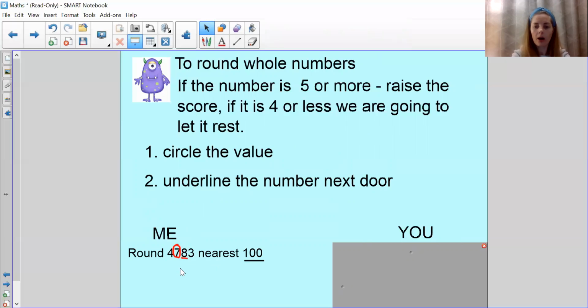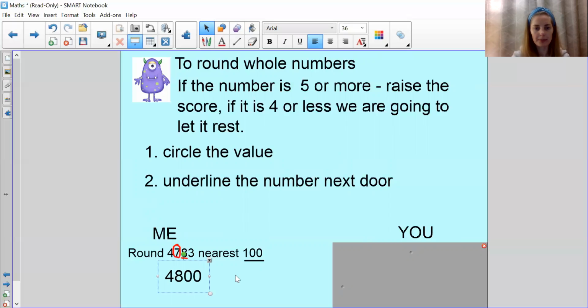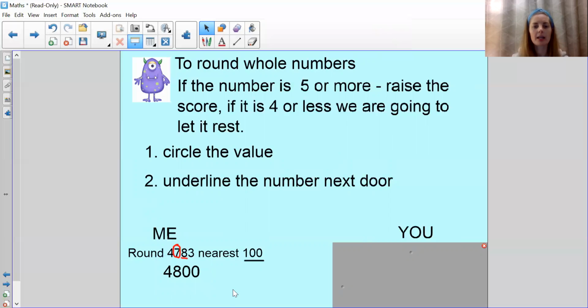So, which is then going to be 8. Now, all the numbers before stay the same, and all the numbers afterwards need to have the place values of the 0. So I put in my zeros there. And now my answer is 4,800, and I check, have I counted in hundreds?